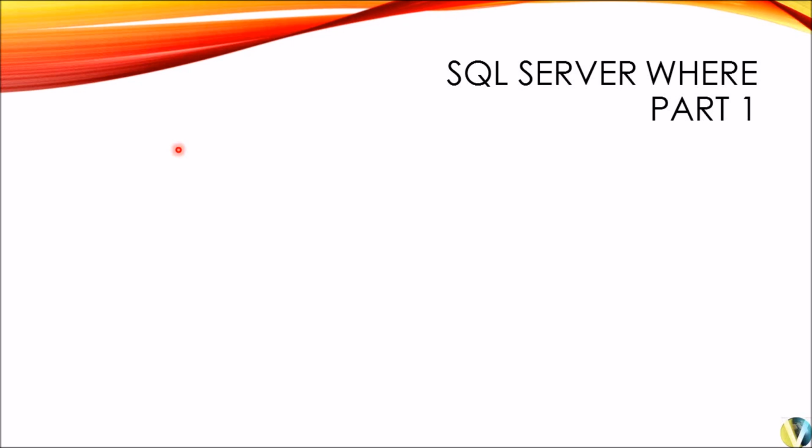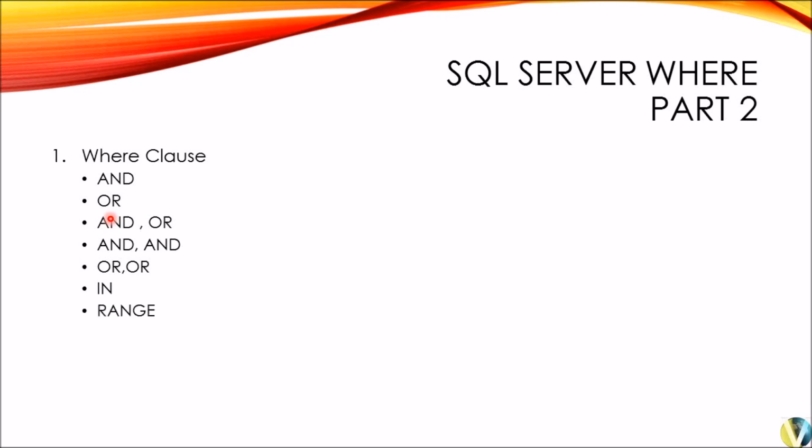This is the second part on the where clause. In our first part we learned how to use numbers with an equality sign in the where clause, non-equality signs like greater than, less than, greater than or equal to, less than or equal to, and how to handle a null record or null column in a where clause condition. Now in the second part we are going to learn about AND, OR, IN, and range BETWEEN. We are going to cover all these topics in this video.